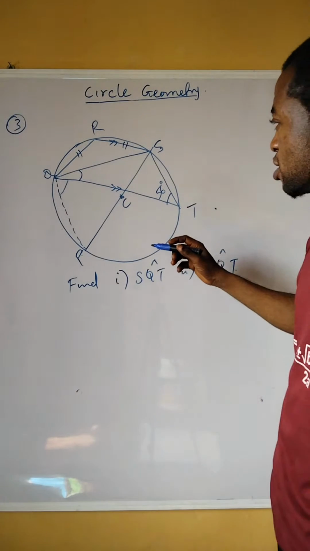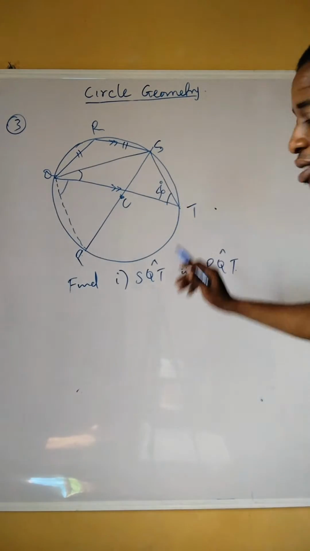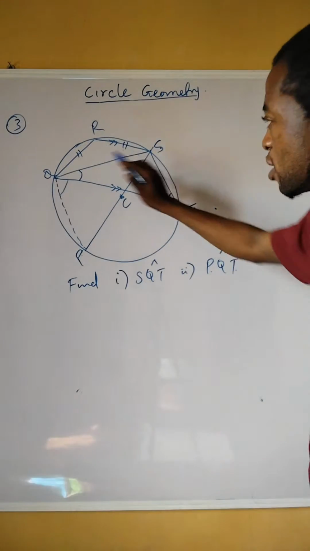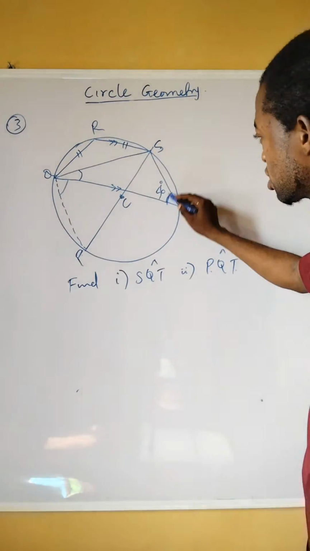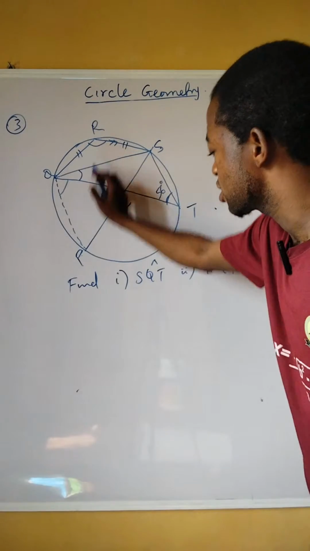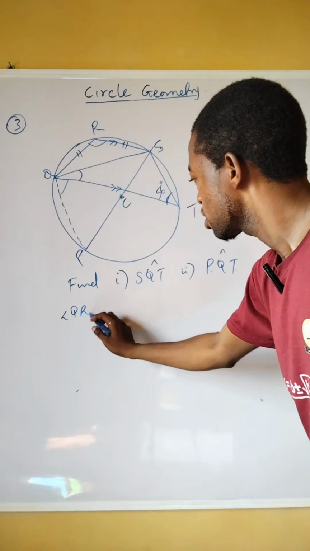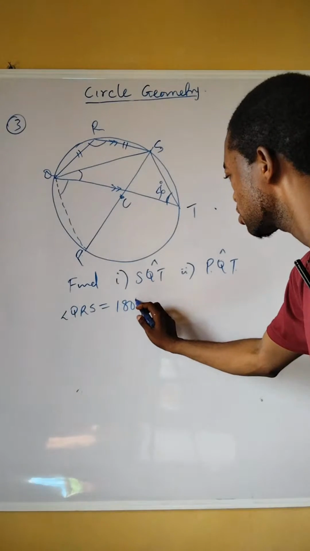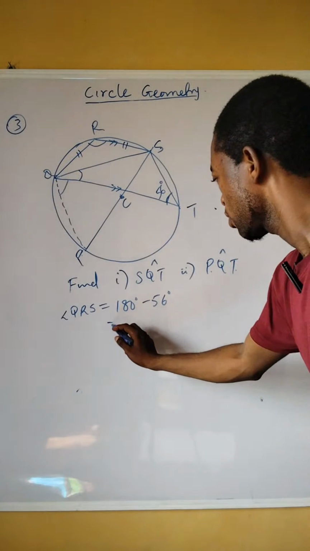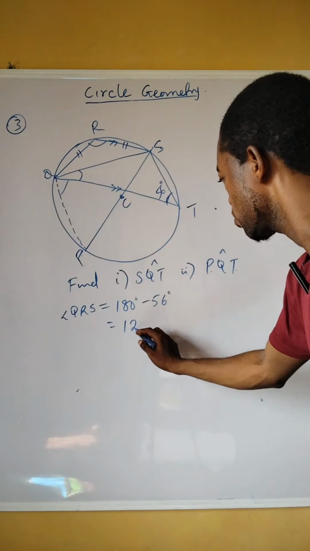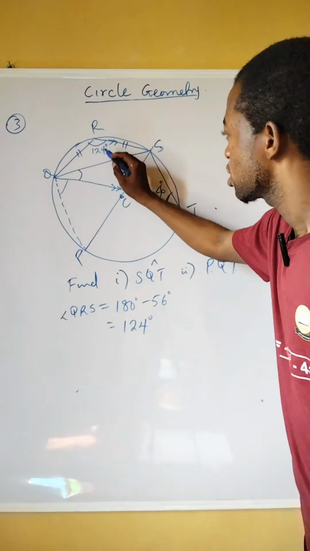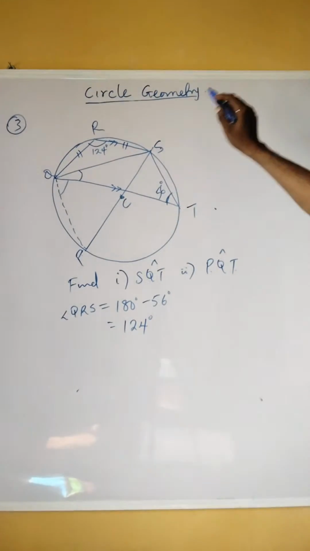Now, when we look at this, actually there's something interesting here. This shape, QRST, is a cyclic quadrilateral. QRST, 4 angles touching the circumference. So this angle and this angle are opposite angles in a cyclic quadrilateral. So here I can get this angle, angle QRS, equals 180 degrees minus 56 degrees, and this will give us 124 degrees, right?